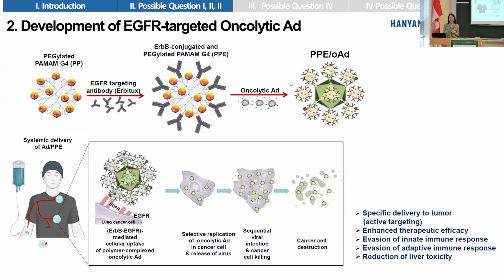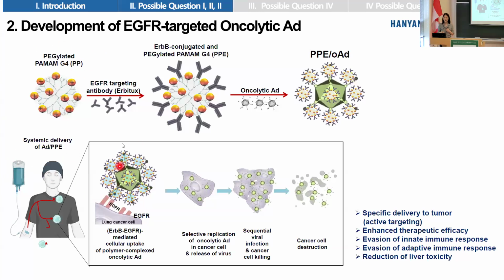To overcome these limitations, I conjugated the EGFR targeted antibody Erbitux into a pegylated PAMAM nanoparticle, which is PPE, and the positively charged PPE is complexed with the negatively charged oncolytic virus, generating a PPE oncolytic adenovirus complex. And this oncolytic virus can be injected into the patient who has the metastatic nodule.